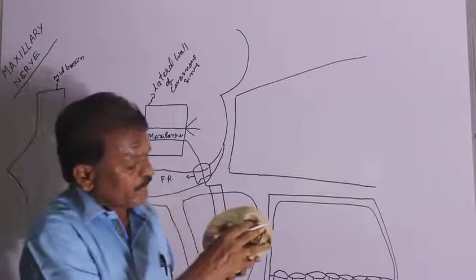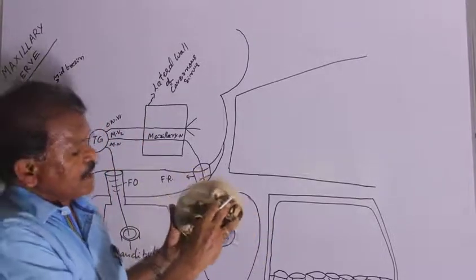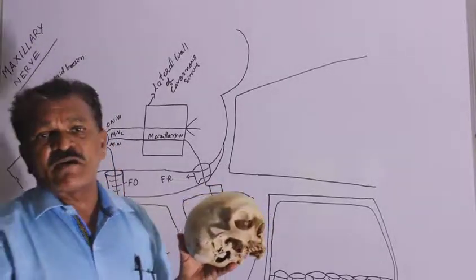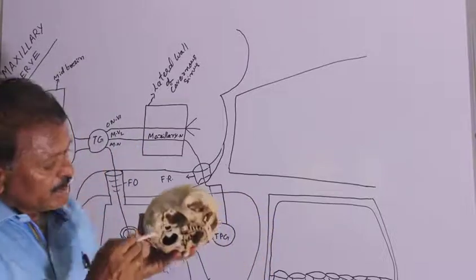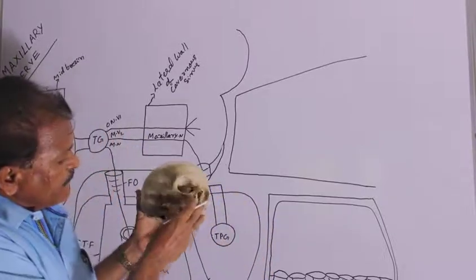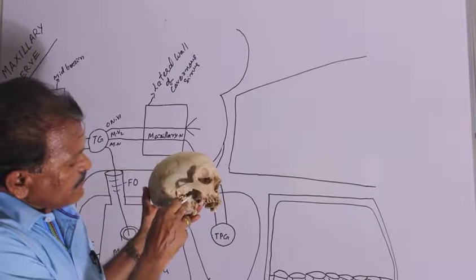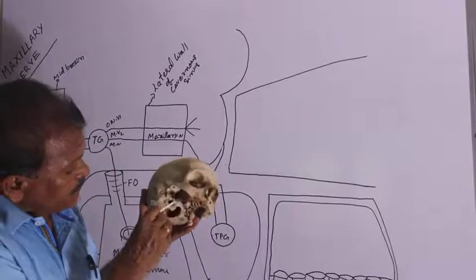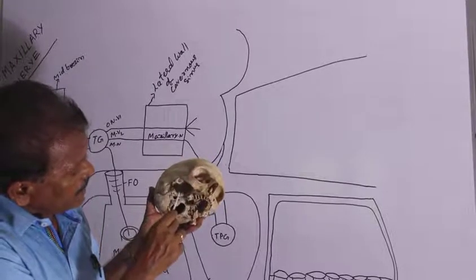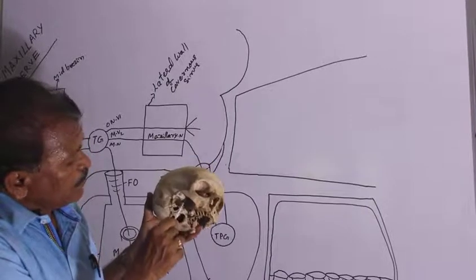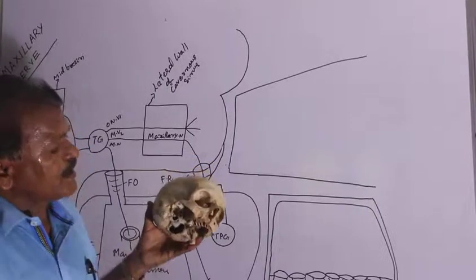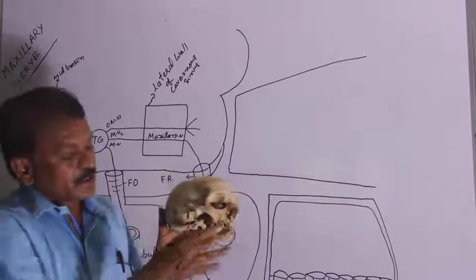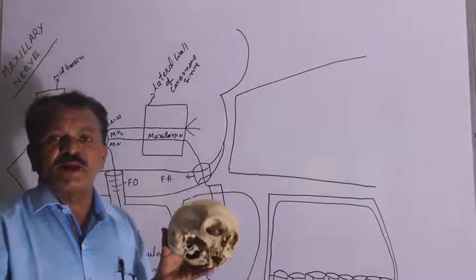So the infratemporal fossa boundaries: the lateral boundary is formed by the medial surface of the ramus of the mandible. The medial wall is formed by the lateral surface of the lateral pterygoid plate, and superiorly there is the temporal surface of the greater wing of the sphenoid bone. Anteriorly there is the posterior surface of the maxilla.